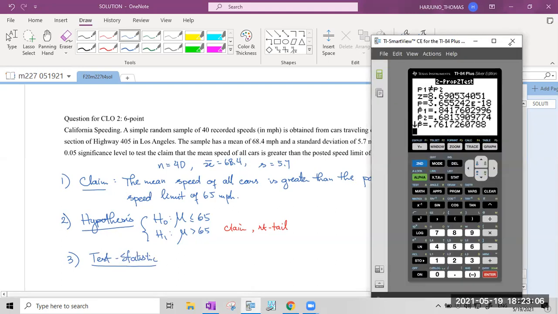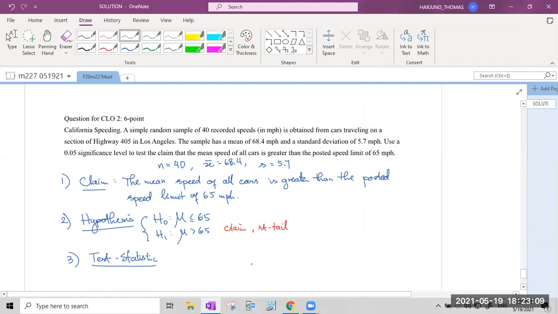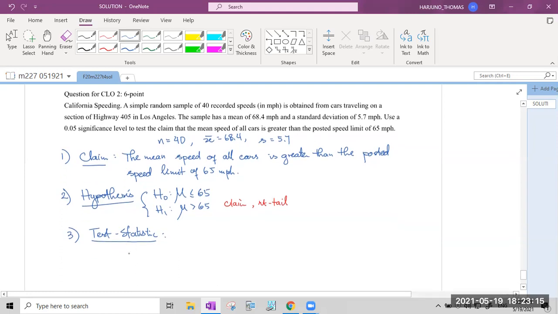Let me turn off my calculator first. Test statistic. So Z, no, it's not Z, it's T. T equals the sample mean 68.4 minus the mu 65 over sample standard deviation 5.7 over square root of 40. So 68.4 minus 65 divided by parentheses 5.7 divided by square root of 40. I get 3.77254.